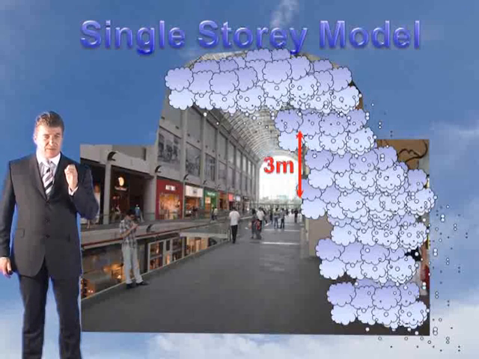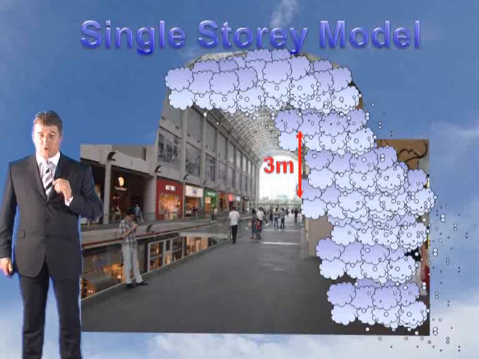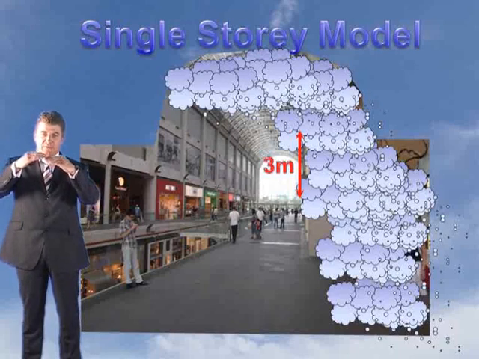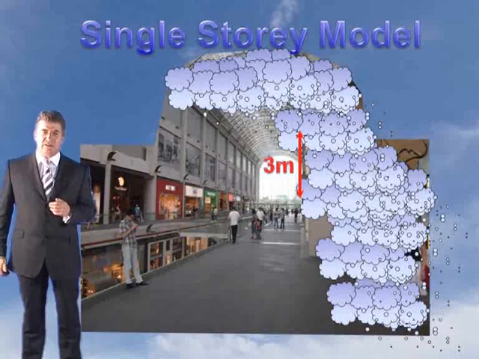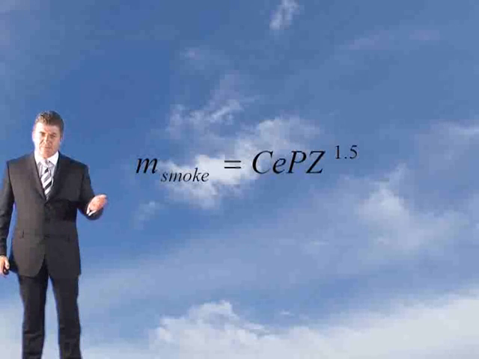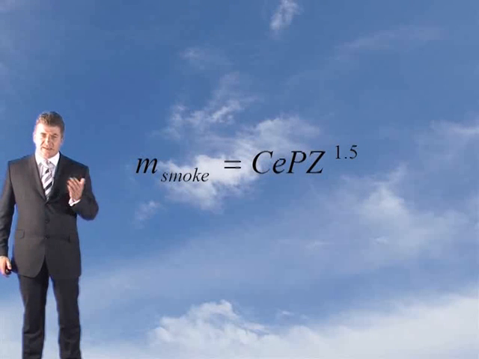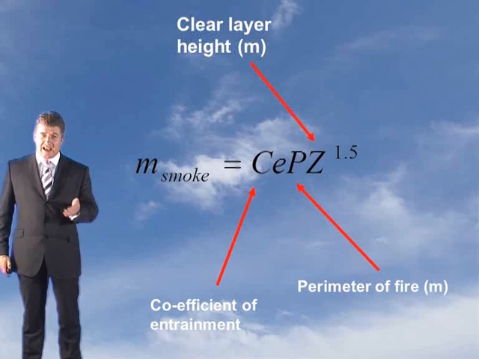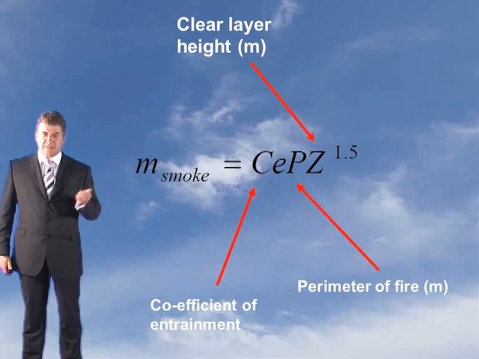And to be valid, the smoke cannot rise more than 3 metres before reaching the base of the smoke layer. Now in this case, we've already established that the clear layer height will only be 0.5 metres from the spillage, so you know straight away it's valid. So you can use this formula: M smoke equals CE P Z to the 1.5, where M smoke is your mass flow rate of smoke, CE is your coefficient of entrainment, P is the perimeter of the fire, and Z is your clear layer height. So let's put in the variables.